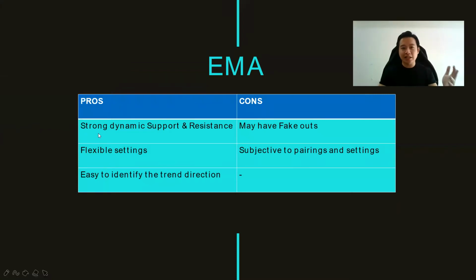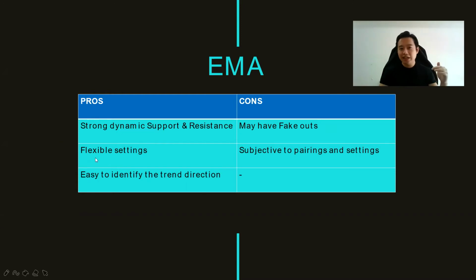EMA pros is that it acts as a strong dynamic support and resistance. This is about EMA in general. EMA, Exponential Moving Average, is something that I believe traders should have in their charts because it acts as a strong dynamic support and resistance, right? The cons is that they may have fake outs. As you can see at the 200 EMA, there will be times whereby it touches and respects exactly. There will be times whereby it fakes through and then drops back down again. So there is fake out, right? You need to understand that this is part and parcel of the game.